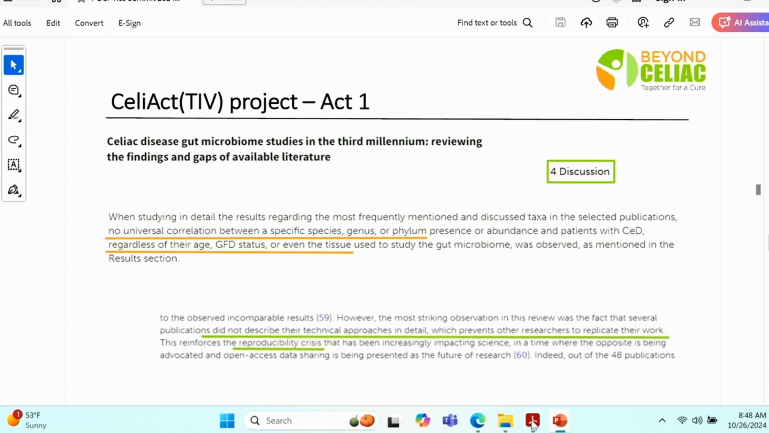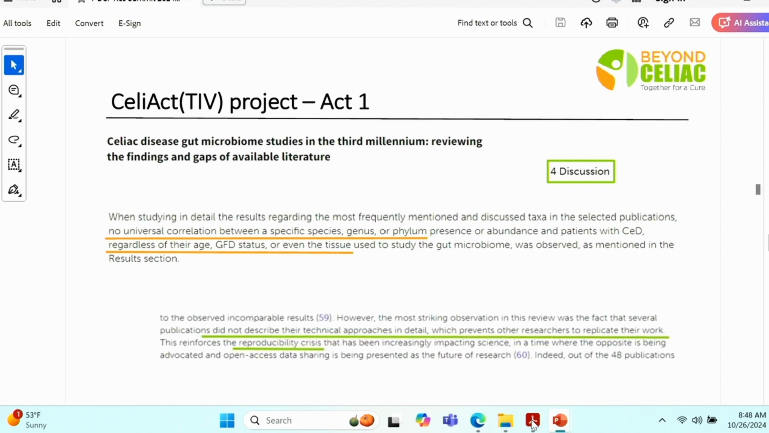And just to give you the conclusions, I start with the discussion section. There was no universal correlation between a specific species or genus or phylum and celiac disease, even looking at the patients, regardless of age, gluten-free diet status, etc.